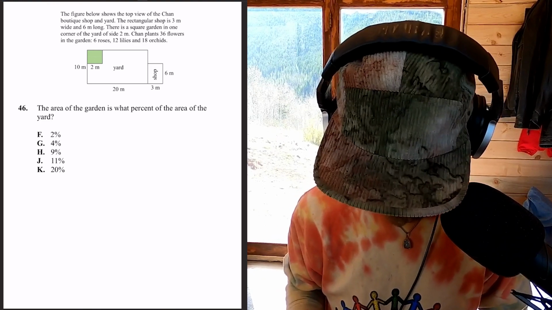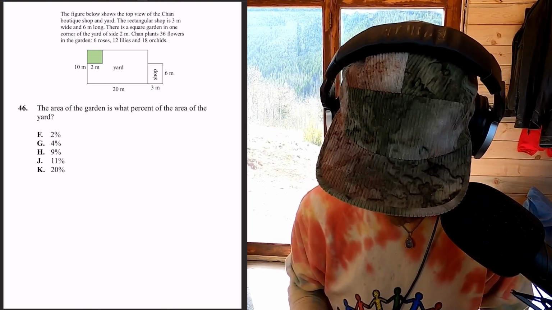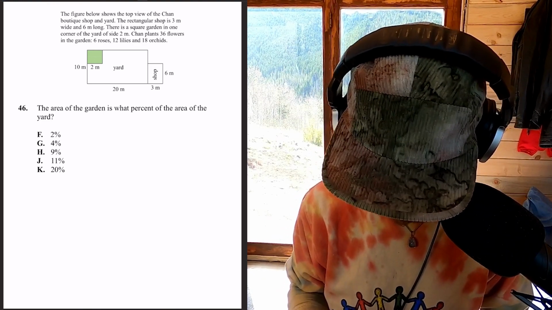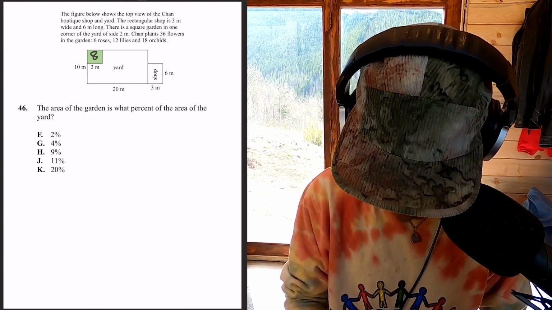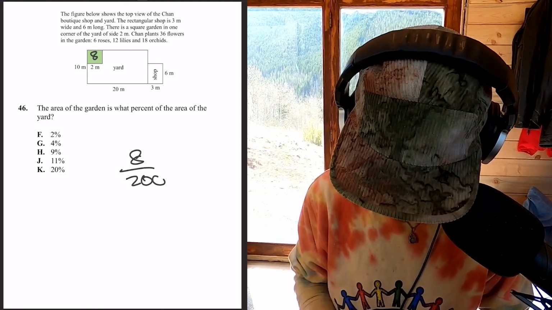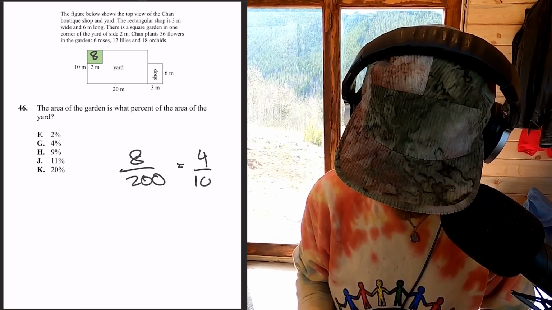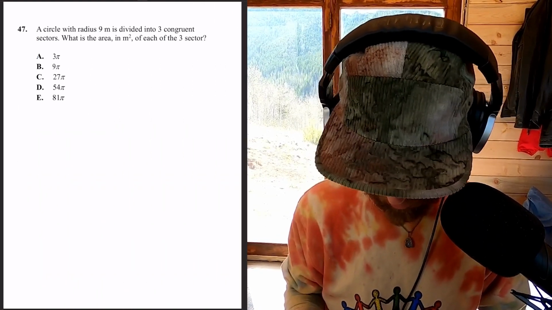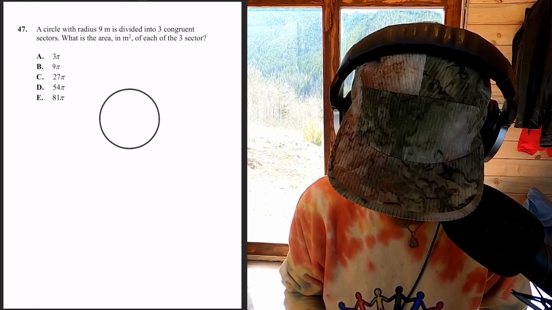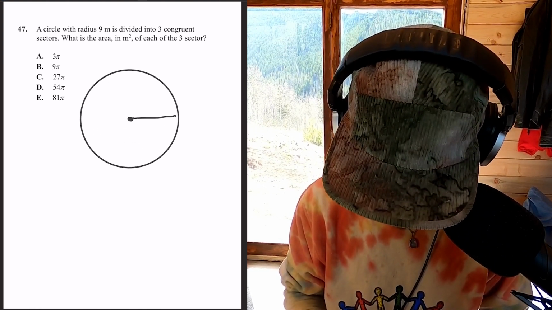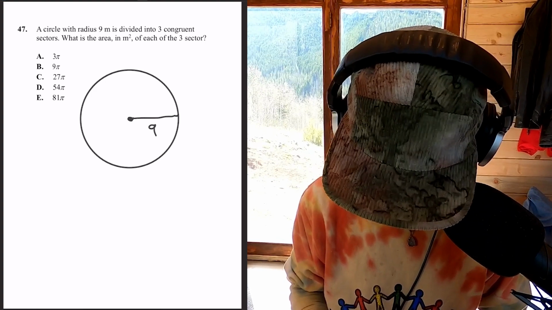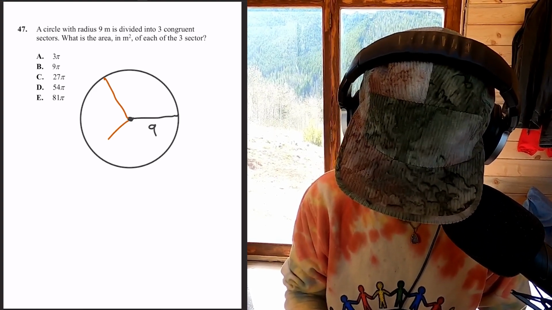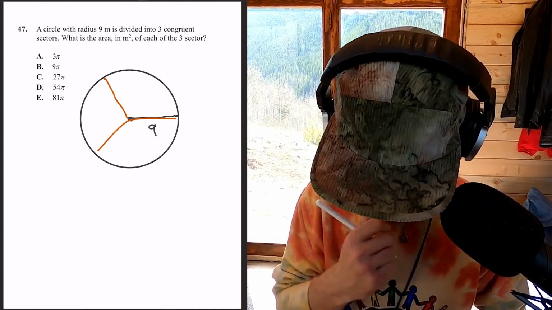The area of the garden is what percent of the area of the yard? Hey, that's 2 by 4. So that's 8. 8 over 200 is 4 over 100, 4%. Okay. A circle with radius 9 is divided into 3 congruent sectors. So it's like 1, 2, 3. Okay, I think that's about right.